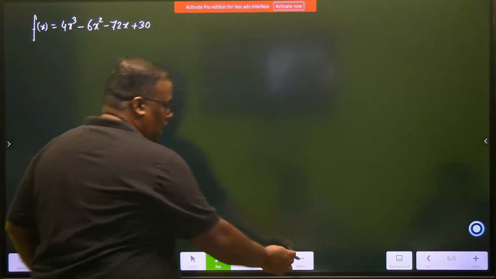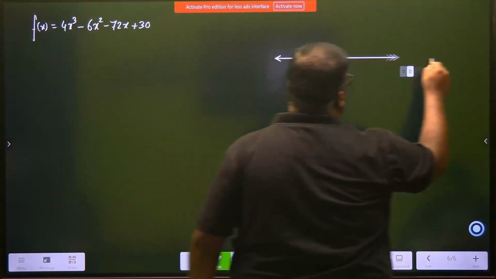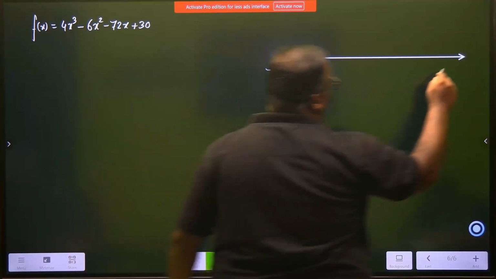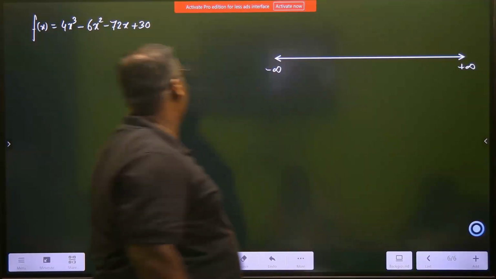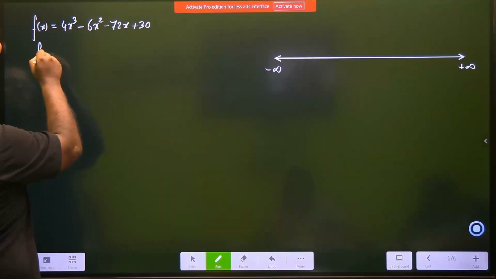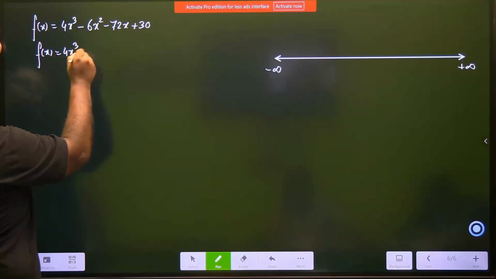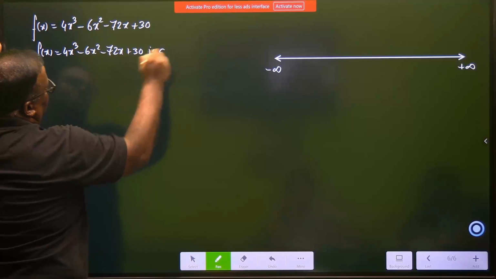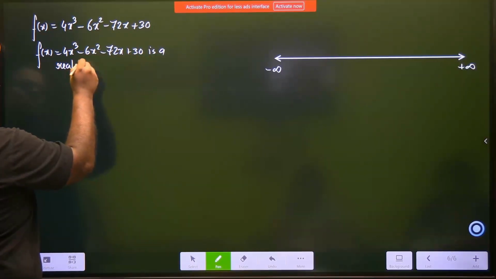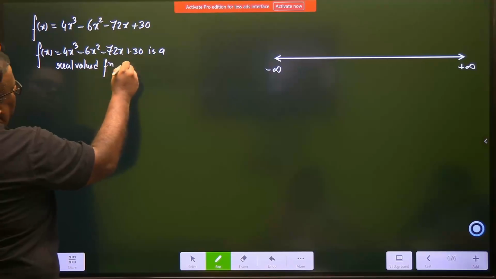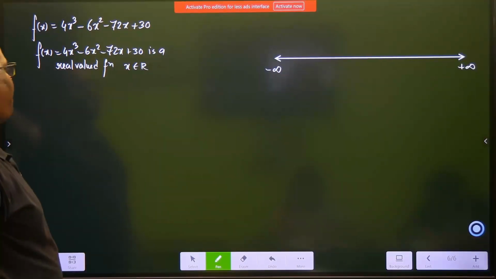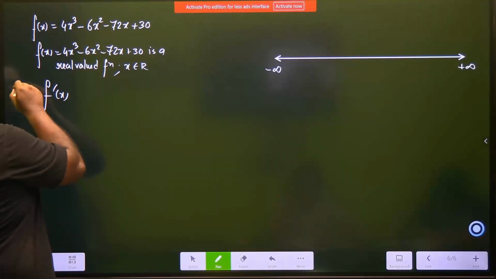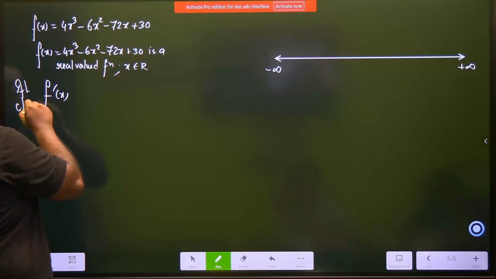Right? So I can already predict that this is a real valued function. So bacha, my domain would be negative infinity to positive infinity. And I write f(x) equal to 4x cube minus 6x square minus 72x plus 30 is a real valued function. X belongs to R. Okay, bacha. So f dash x at critical points.